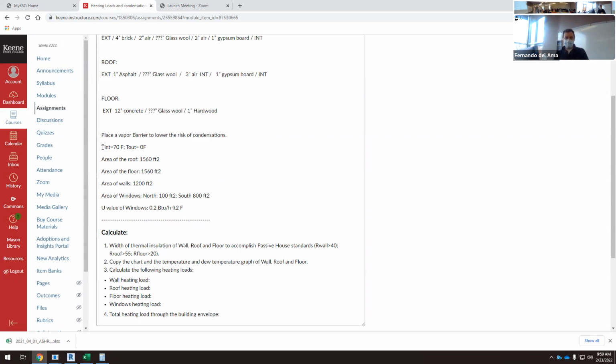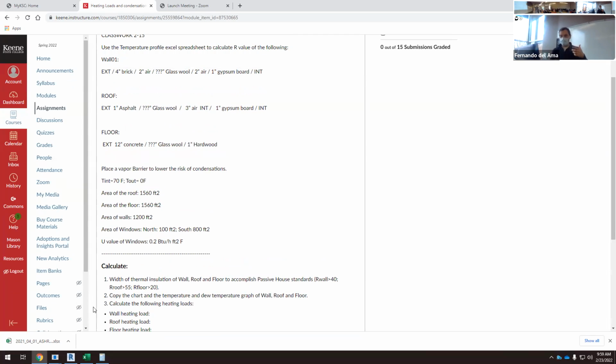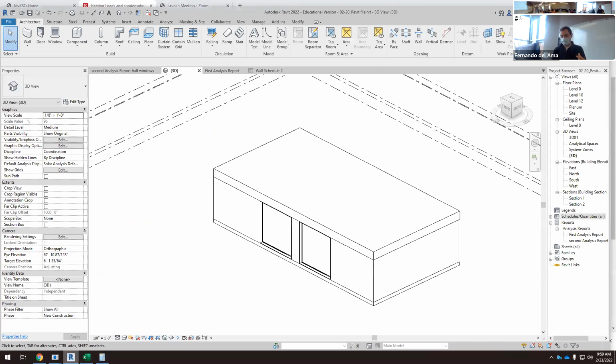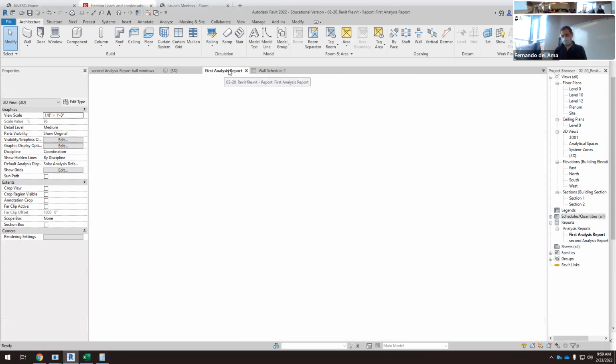Well, these were the conditions. So now we are comparing this with REVIT. In your exercise, the indoor temperature should have been 70, the outdoor temperature 0. And here you have areas over the roof, areas of the walls, areas of the windows, and all that stuff. Okay. We are comparing the values with REVIT. So let's compare it. Let's open the analysis report.